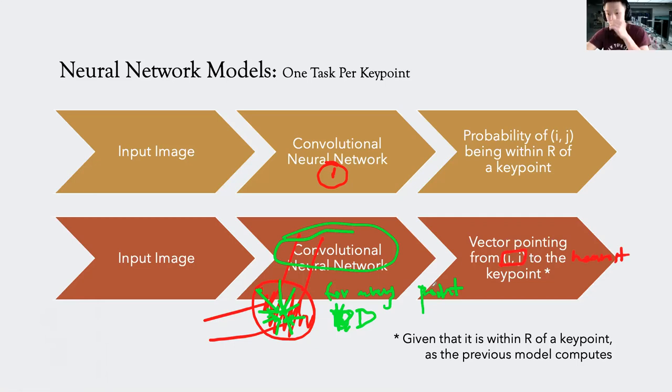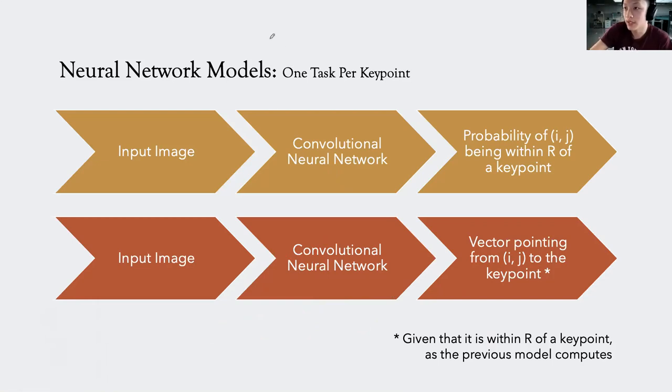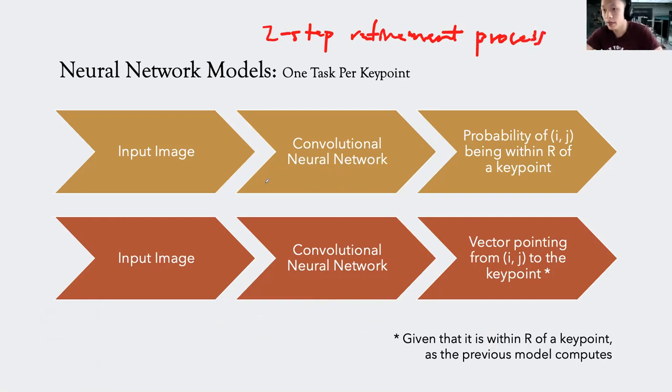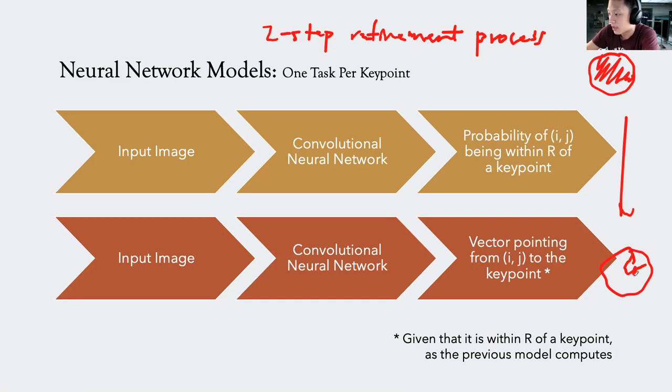So what does this do? Well, it gives us sort of a two-step refinement process. Why do I say this? Well, at the very beginning, we're predicting this huge area that could contain a key point, right? This is the first part. And then the second part is we take this huge area and then we draw a bunch of vectors that point towards where the point actually is.